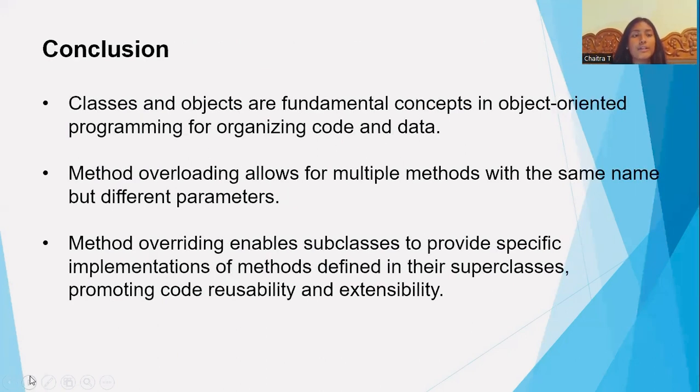Let us get into the conclusion. Classes and objects are fundamental concepts in OOPs for organizing code and data. Method overloading allows for multiple methods with the same name but different parameters. Method overriding enables subclasses to provide specific implementations of methods defined in the superclasses, promoting code reusability and extensibility.